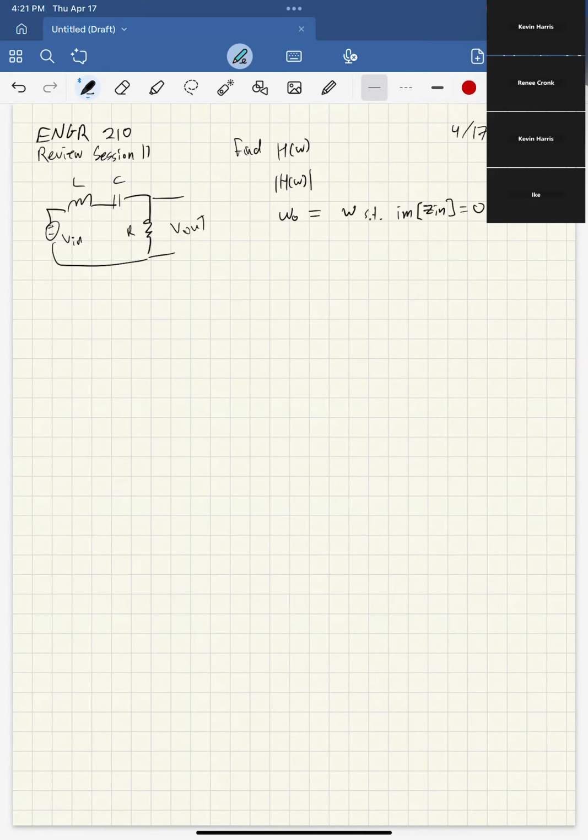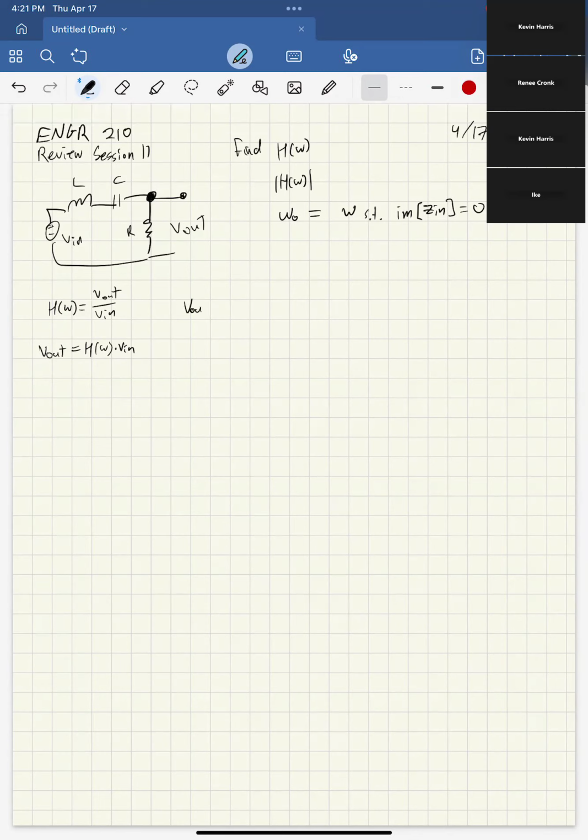H of omega, as you all hopefully know by now, equals V out over V in. The other way to think about this is that V out equals H of omega times V in. So if you can write V out in terms of V in and then divide it, what you're left with is H of omega. So what we'll do here is just find V out. V out is just the voltage at this point, so I just do a voltage divider.